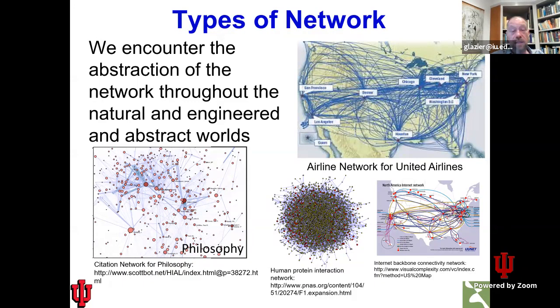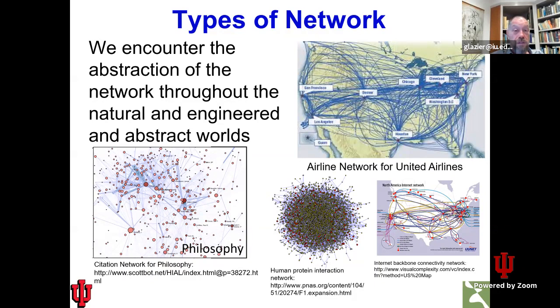And classic networks might include airline networks. This is a very old airline network for United Airlines from their frequent flyer magazine. I guess that may be so relevant right at the moment. The internet backbone connectivity network, again, a very old one. It would be a lot denser now than it is in this picture.